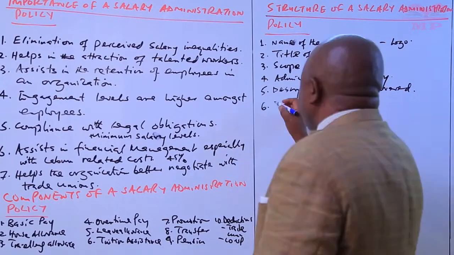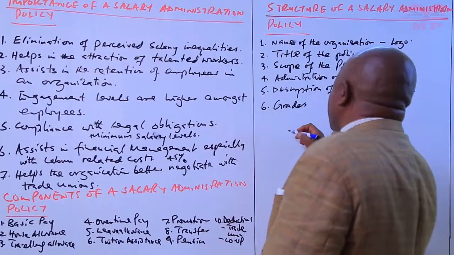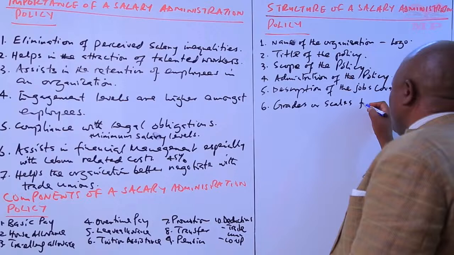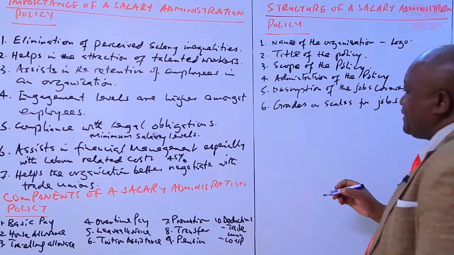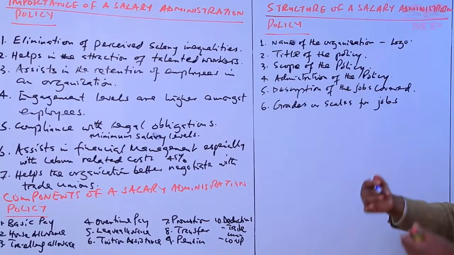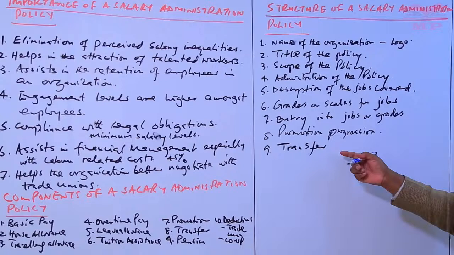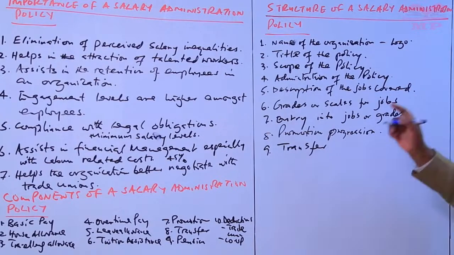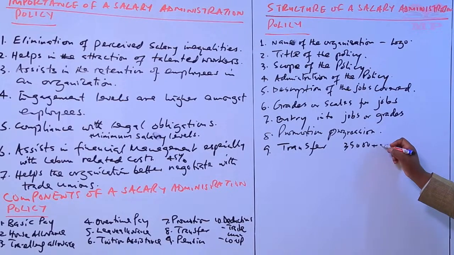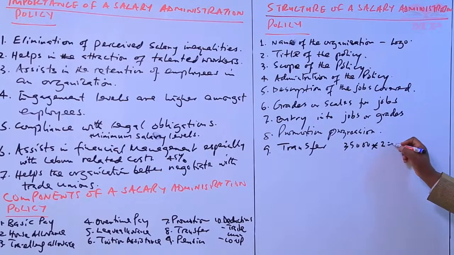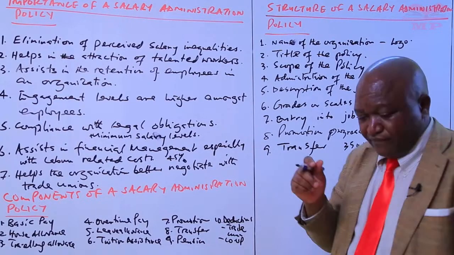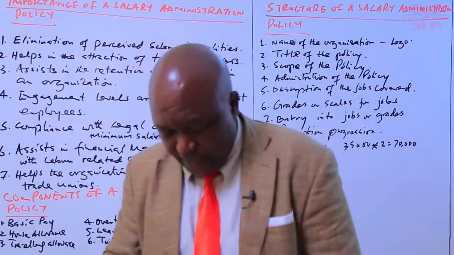Then number 6, grades or scales for jobs. That should also be indicated. And then there are those specific items that will be covered in relation to that particular policy. For example, the administrator of this policy is HR. In the month when an employee is transferred, if their salary is 35,000, they multiply that by 2 and pay that employee 70,000, and they refer to the policy, which provides that if an employee is being transferred, the salary is paid double, and so on.